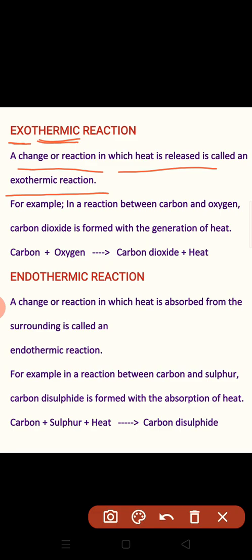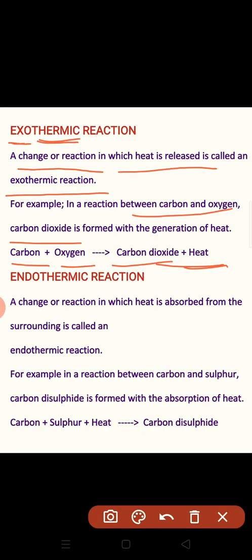For example, carbon and oxygen, when they react together, form carbon dioxide, and in this reaction heat will evolve. So you can show this reaction as carbon plus oxygen gives carbon dioxide along with heat. So it is an example of an exothermic reaction.